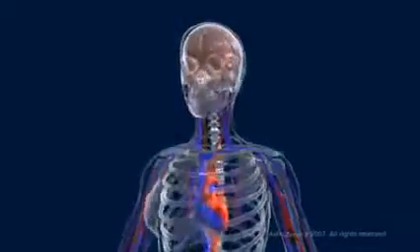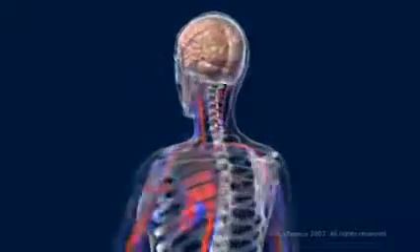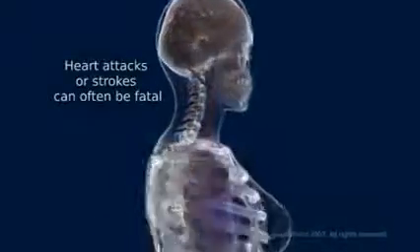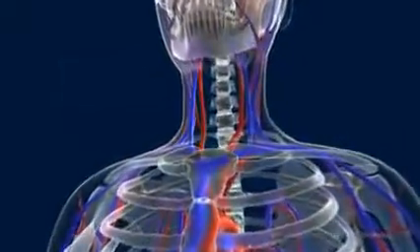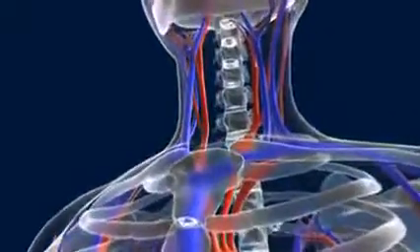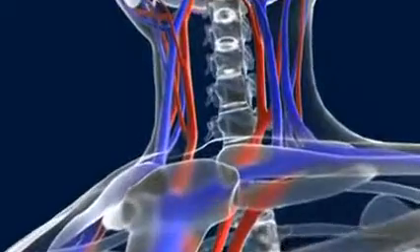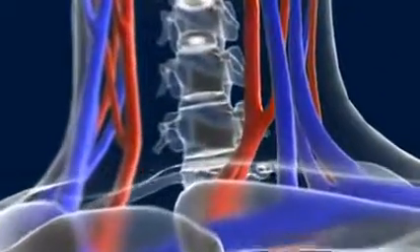If a plaque ruptures, the resulting blood clot may block the artery and cause a heart attack or a stroke, which can often be fatal. Atherosclerosis may cause the artery wall to weaken, causing it to bulge under the pressure from the blood. This bulge, called an aneurysm, can rupture, and the resulting bleed, called a hemorrhage, can be fatal.